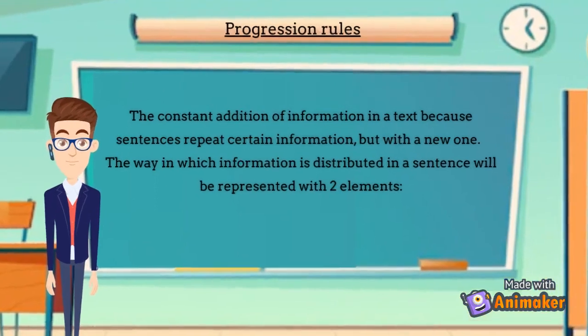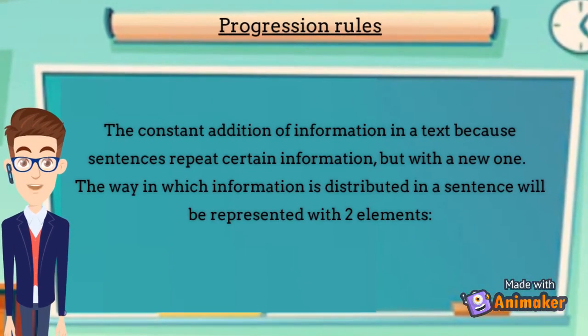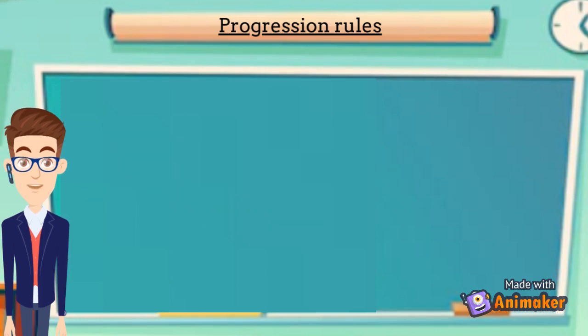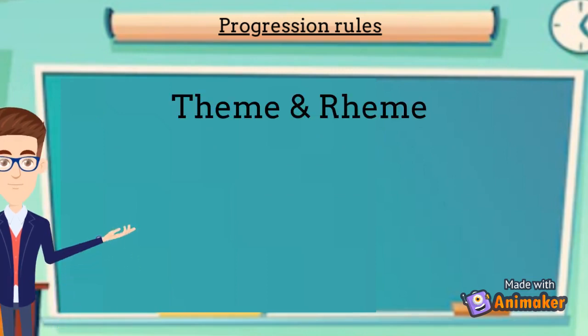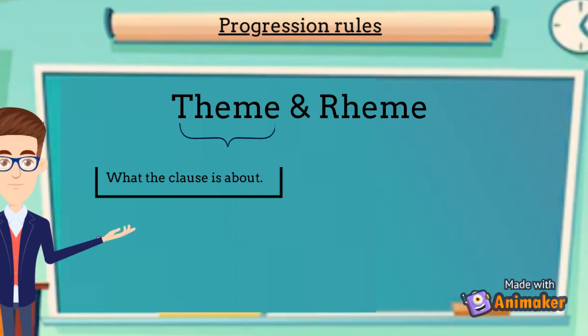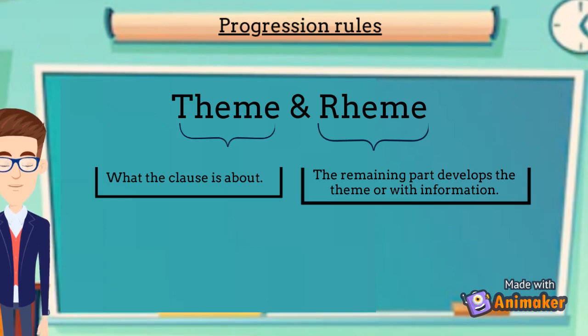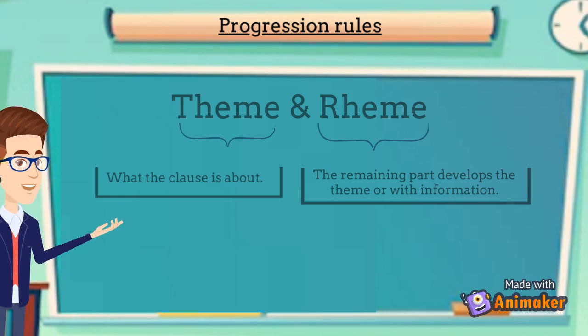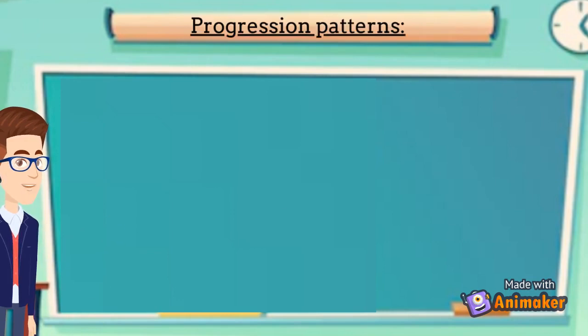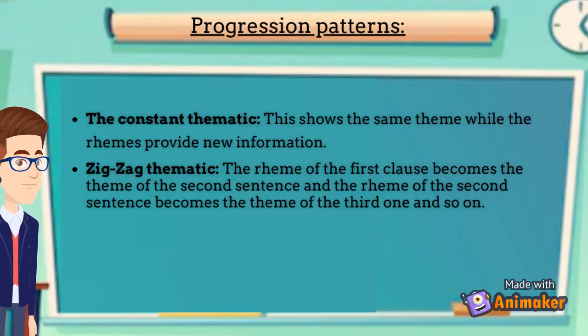Progression rules. These rules refer to the constant addition of information in a text, because sentences repeat certain information, but with new one. The way in which information is distributed in a sentence will be represented with 2 elements, theme and rheme. Theme refers to what the clause is about, and rheme is the remaining part that develops the theme with information.